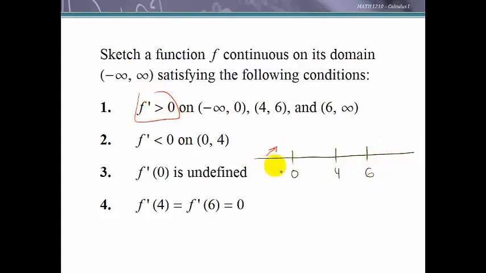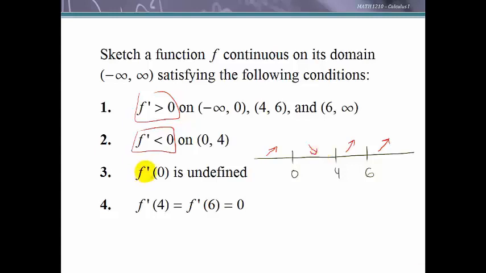So that tells us the function is increasing on this interval. From 4 to 6, the derivative is positive. From 6 to infinity, the derivative is positive. The derivative is less than 0, so negative, from 0 to 4. So the function is decreasing from 0 to 4.